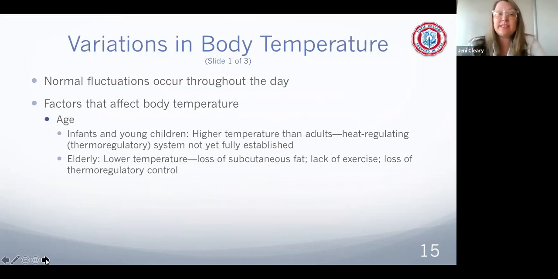Factors that affect body temperature are age. Infants and young children have higher temperatures than adults. The heat regulating thermoregulatory system has not yet been fully established. Elderly are at a lower temperature because of the loss of subcutaneous fat, lack of exercise, and loss of their thermoregulatory system.